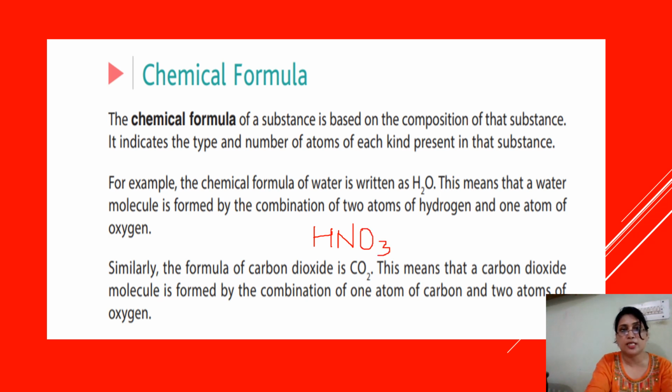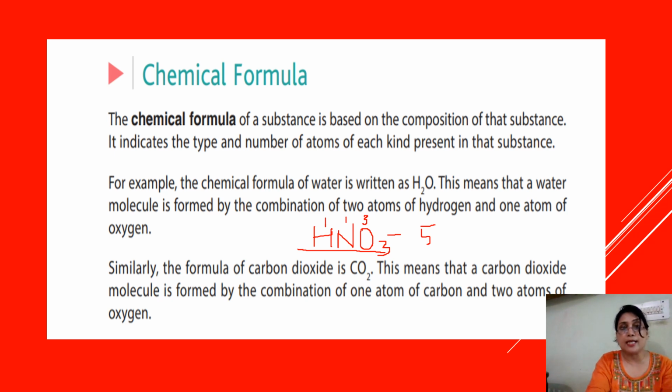Can you tell me what is its name? This is nitric acid. In this nitric acid, one atom of hydrogen is used, one atom of nitrogen, and three atoms of oxygen. And how many atoms are there? There are all five atoms. So this is chemical formula. Now tell me how it is formed. How would you know that it will be written like this only?